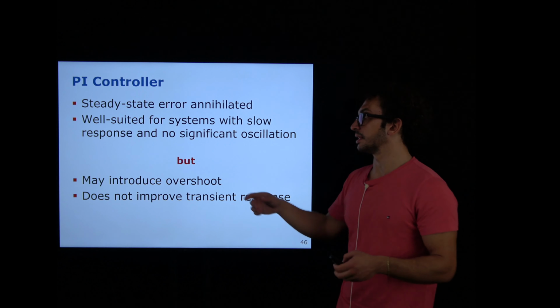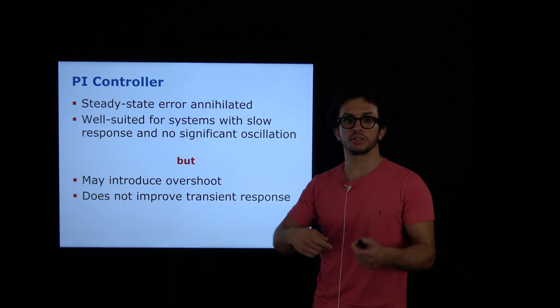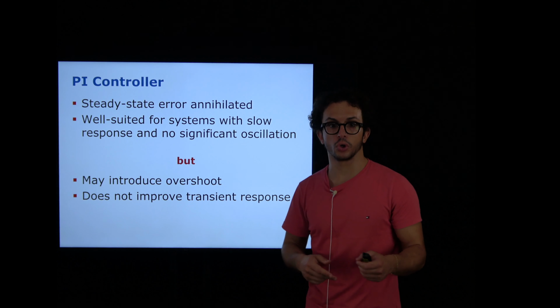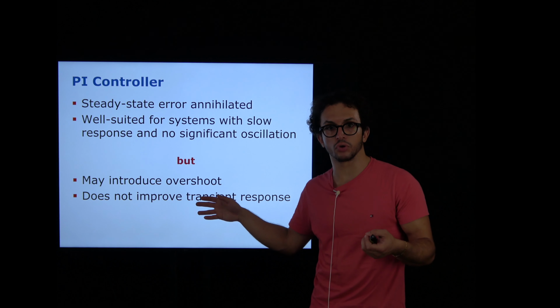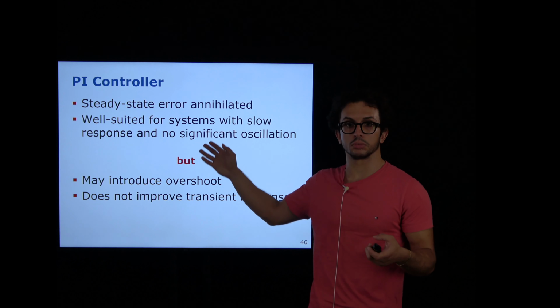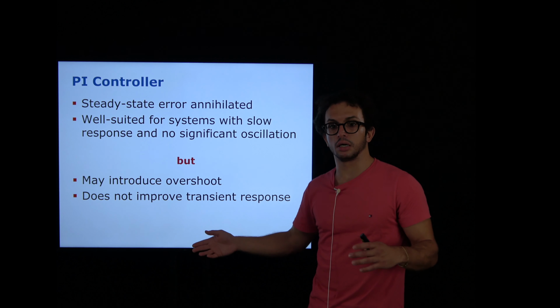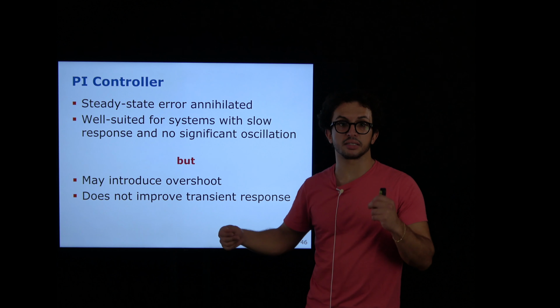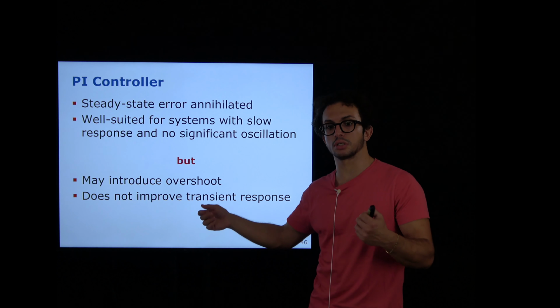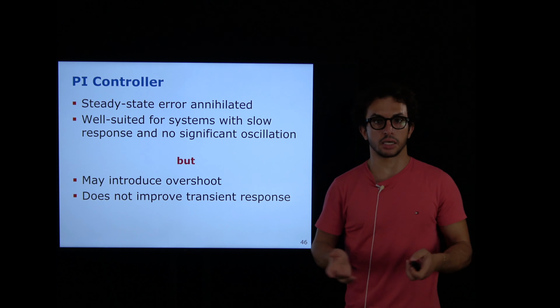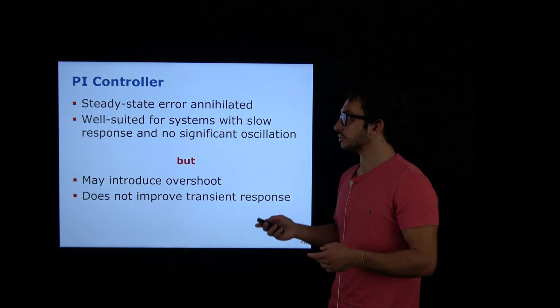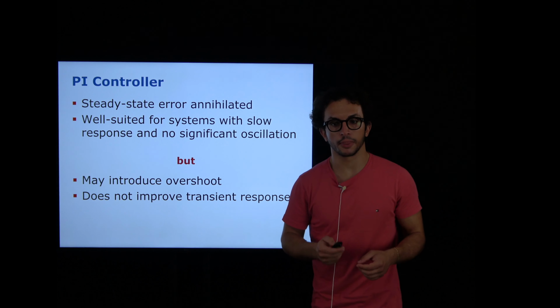Problem is, depending on the time constants, integration time and everything, we might introduce overshoot, and the transient doesn't really improve. So if we're fine with being slow, then it's okay. The thing is that if we try to be faster, then we might introduce a lot of oscillations, and this has to be a compromise, I would say. So something to keep in mind.